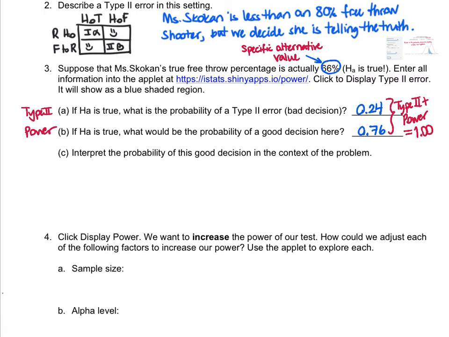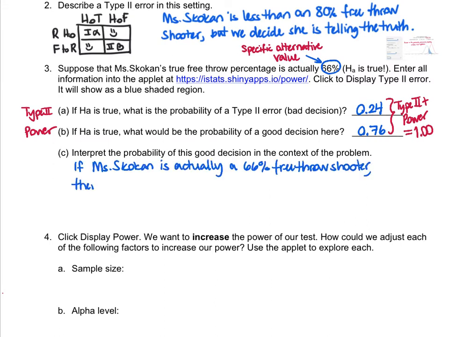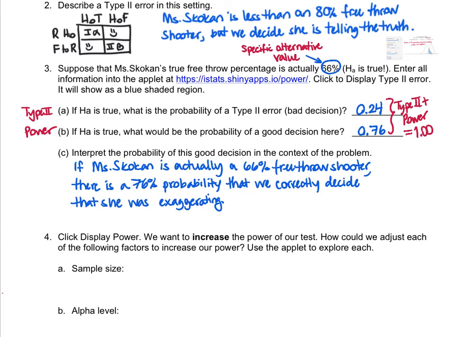So we want to be able to interpret the probability of this good or correct decision in the context of the question. So we would say if Miss Skokin is actually a 66% free throw shooter, there is a 76% probability that we correctly decide that she was exaggerating and reject the null hypothesis.